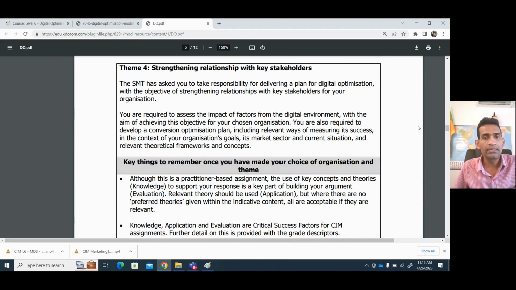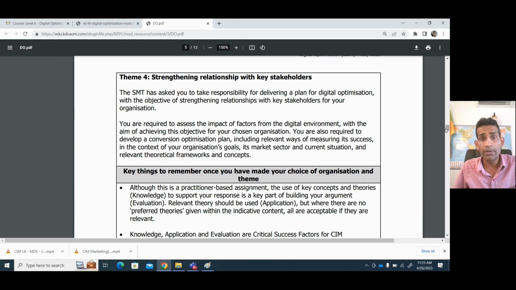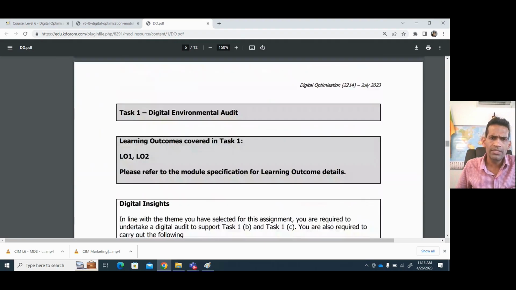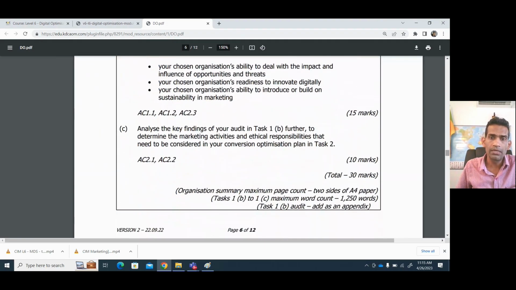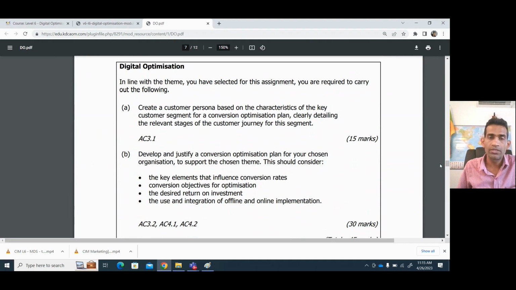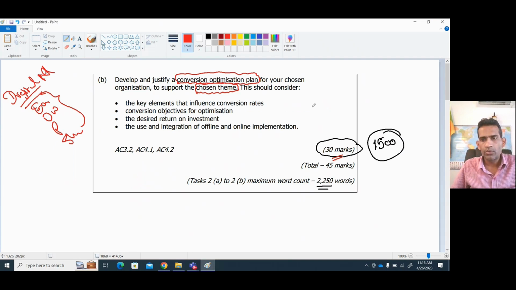By now you have selected your theme, and we have justified the rationale for your theme selection in task 1 part A. So you are okay with it. Your answer should mold around this theme and the company that you have selected. That is one of the key areas you have to remember. In the CIM assignment, the theme you have selected is important throughout. So make sure you're complying with that. Okay, going back to the question once again.